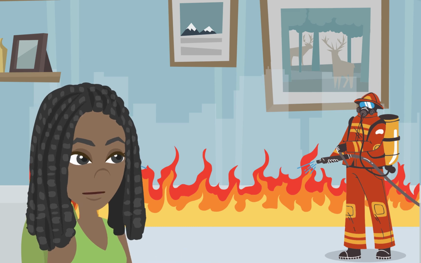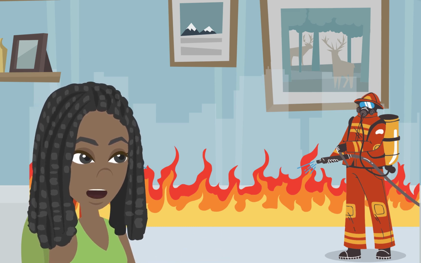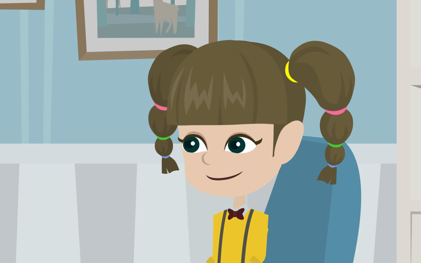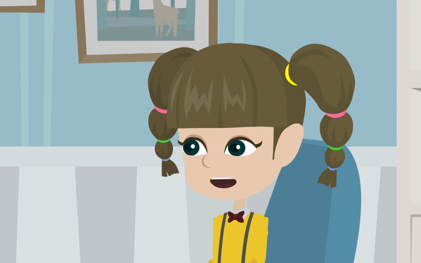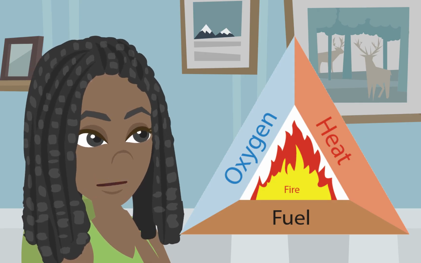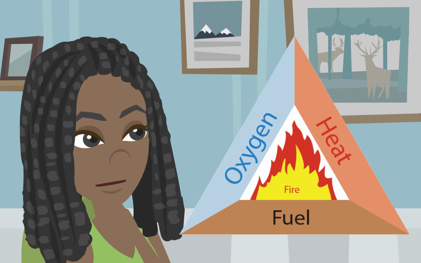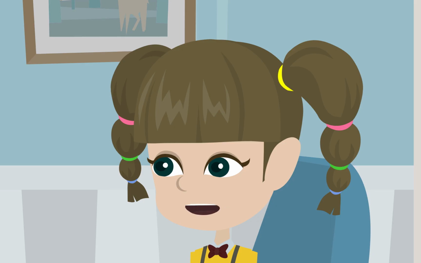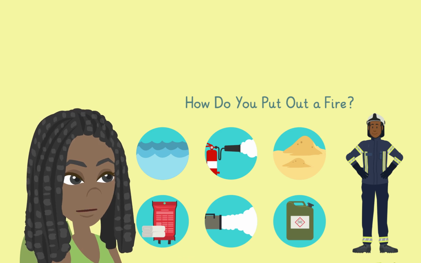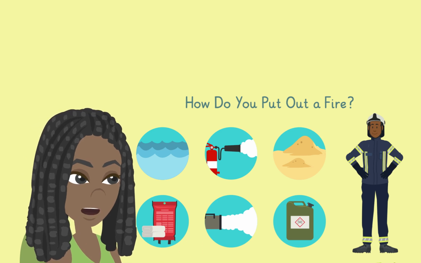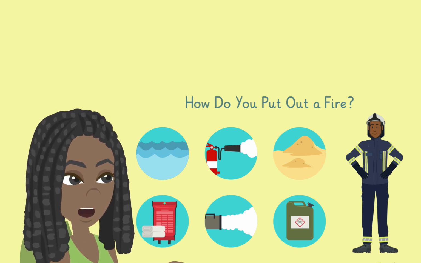Great question. Water cools the combustible material, lowering its temperature below the ignition point. Oh, so it also cuts off the air supply with the water vapors. Exactly. There are 3 essential requirements for fire: fuel, air, and heat. So, if we remove one of those, we can control the fire. That's right. The job of a fire extinguisher is to cut off air or reduce the temperature.